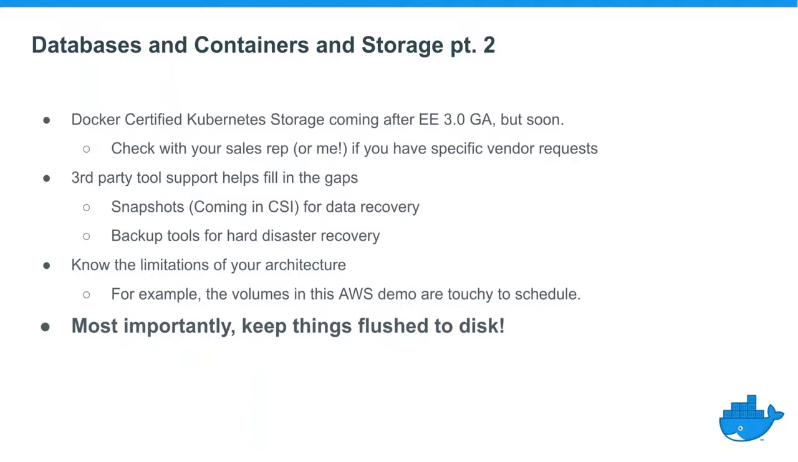The EBS volume can only be attached to Docker hosts, basically virtual machines, that are running inside that particular availability zone. So you have to make sure that you have enough redundant hosts inside that availability zone so that you can fail over. These are just the kind of limitations that you have to understand with your architecture as you're deploying solutions on your container infrastructure.